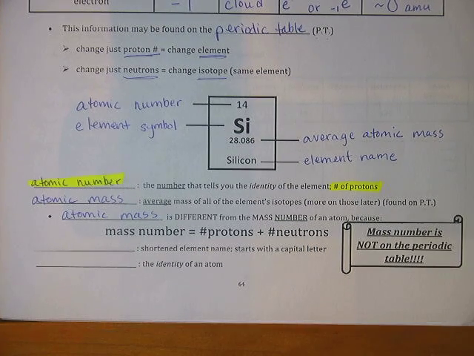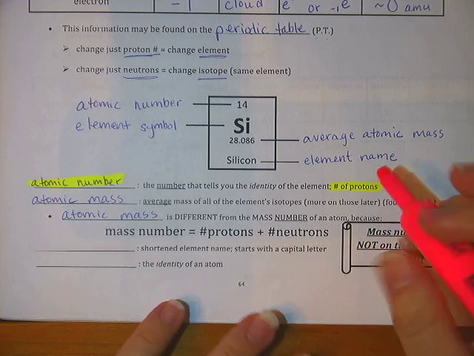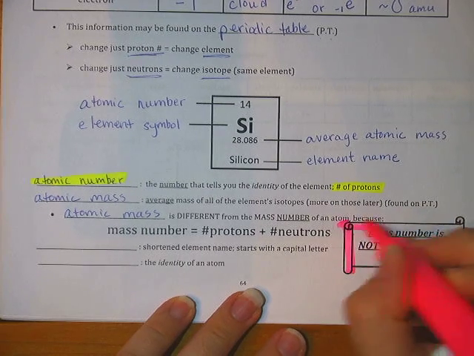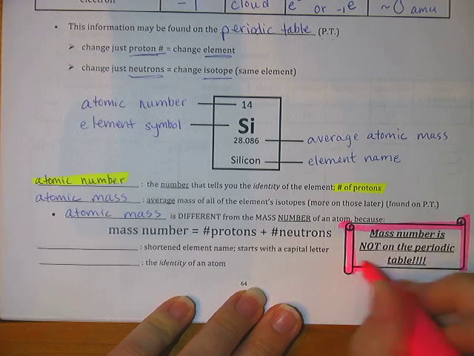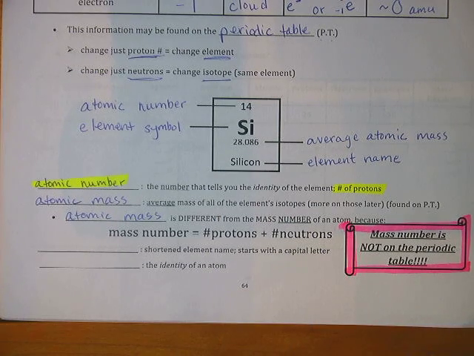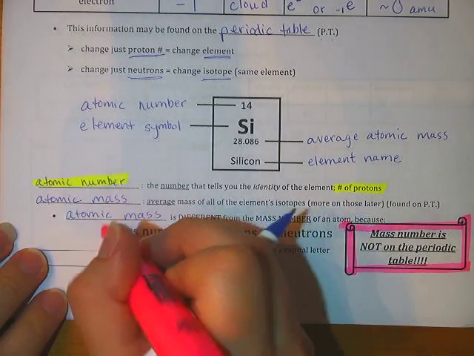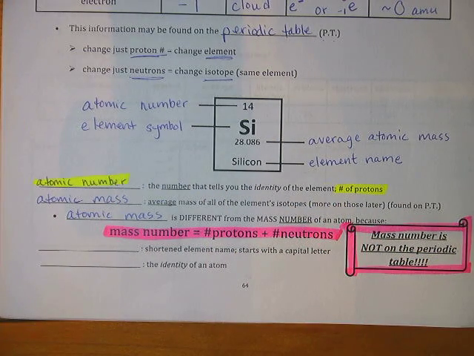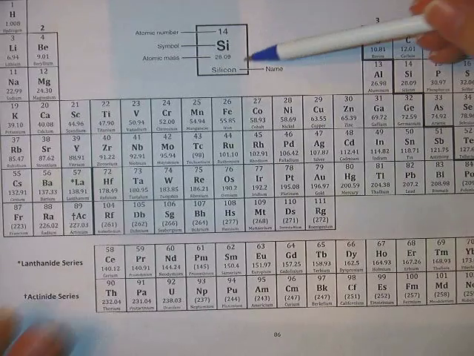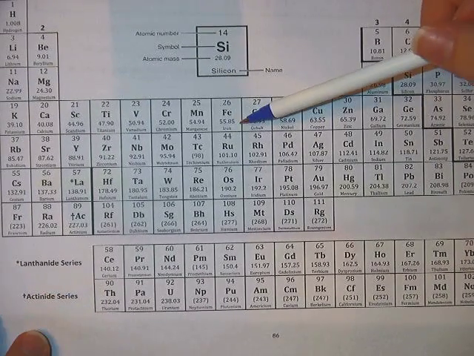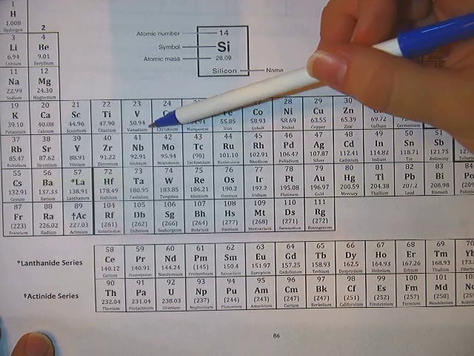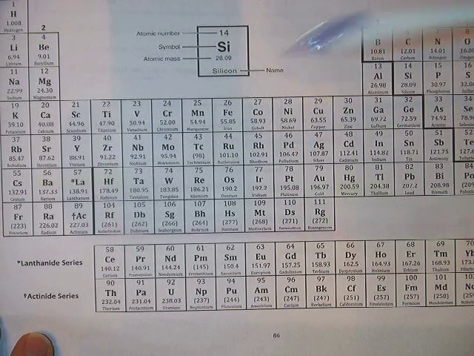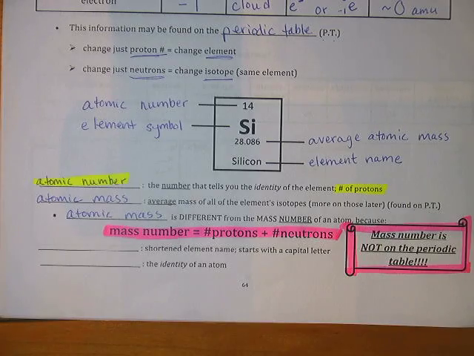That is really, really important. Mass number is not on the periodic table. It is your number of protons plus your number of neutrons, and it is different from the mass that is on the periodic table. These masses on the periodic table are averages: 28.09, 55.85, 50.94, 101.10. Those are all averages.